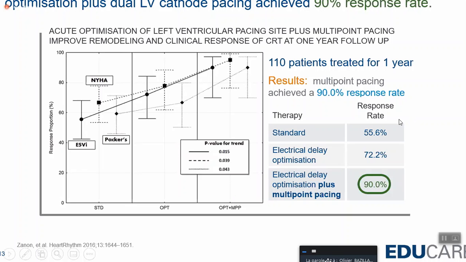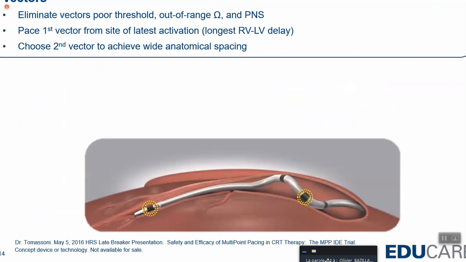Here you see the clinical study published by Dr. Zanon in 2016. And in his study, he was able to achieve up to 90% response rate using vector guide, of course, to select the best vector, using smart delay to optimize the best and sensed AV delay, plus multi-site pacing. And you see this high percentage of response. So again, I see multi-site pacing as one way, it's not the only way, of course, to reduce the number of non-responding patients.